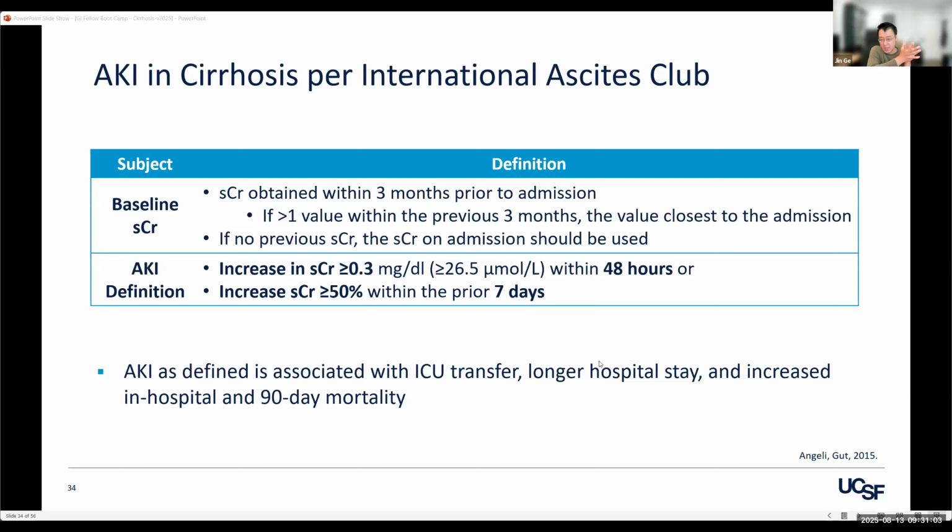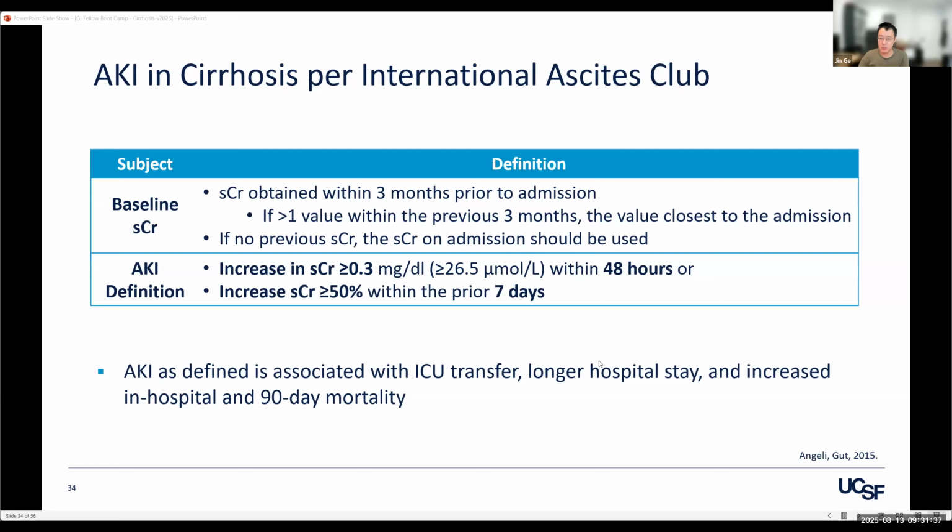And so what AKI in cirrhosis per the Ascites Club's definition is that your baseline serum creatinine is a creatinine that's within the past 3 months, or the creatinine that's closest to the admission. And then your AKI definition is basically an increase in serum creatinine of 0.3 within 48 hours, or an increase of 50% within the prior 7 days. And so by this definition, it is associated with ICU transfers, longer hospital stay, and increased in-hospital mortality and 90-day mortality.